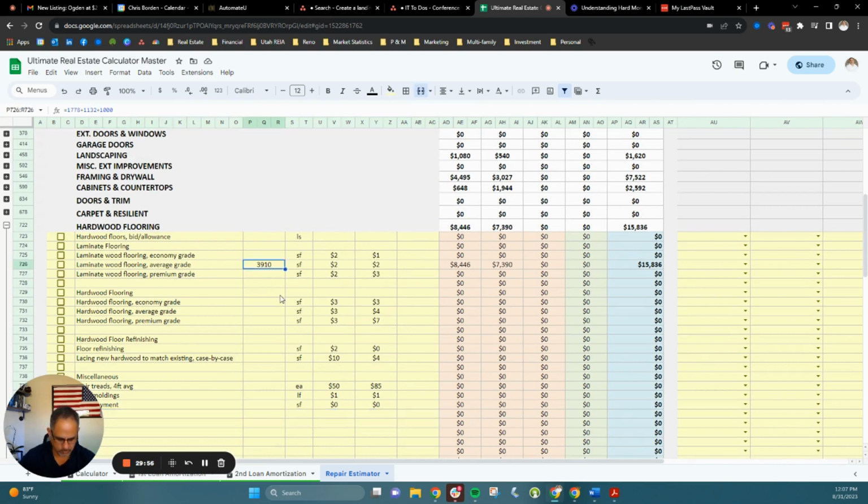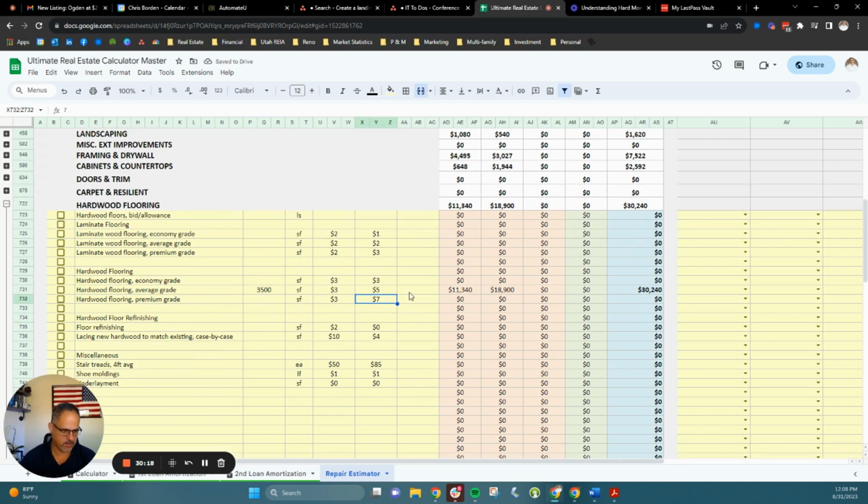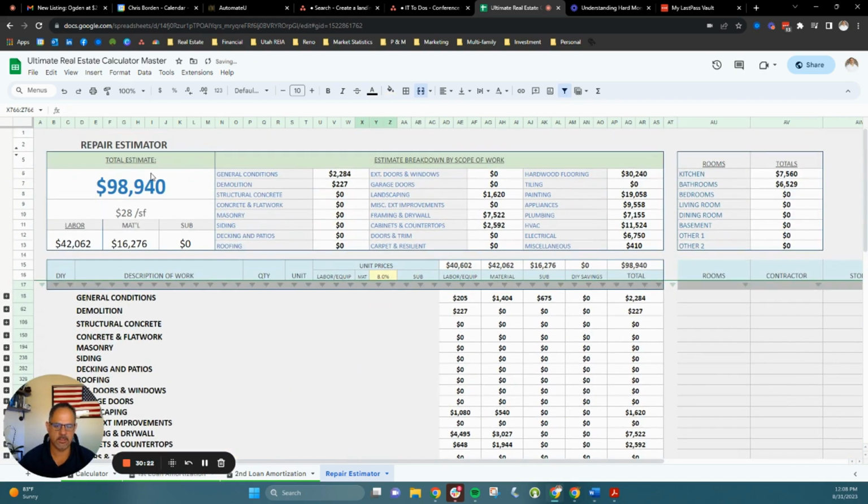So say I didn't want laminate flooring, I wanted hardwood. I'm going to look at hardwood flooring, right? And I have different grades. Okay, I'm going to look at average grade, and I think it was 3,500 square feet, right? I can make this calculation here. Now, if my cost was a little higher than this, say it was $5, I can make the adjustment there, and it will automatically make the adjustments, and you'll see the changes accordingly.